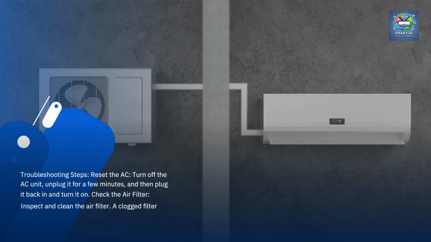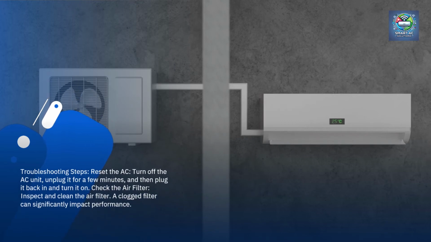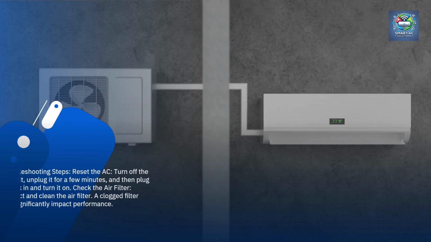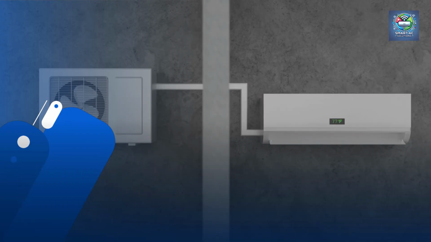Troubleshooting steps. Reset the AC. Turn off the AC unit, unplug it for a few minutes, and then plug it back in and turn it on. Check the air filter. Inspect and clean the air filter. A clogged filter can significantly impact performance.